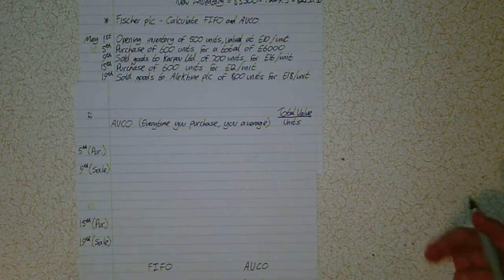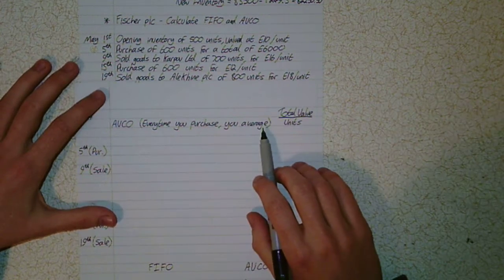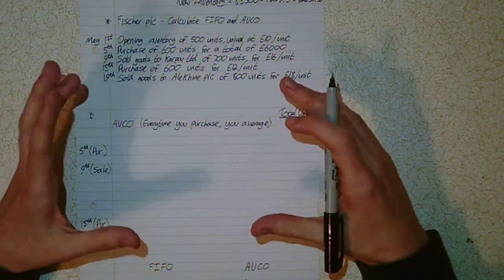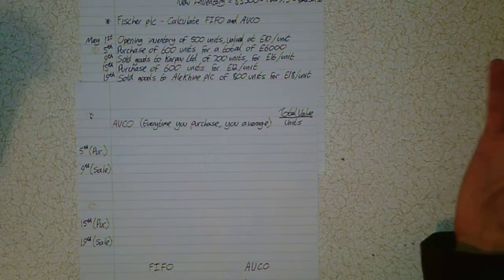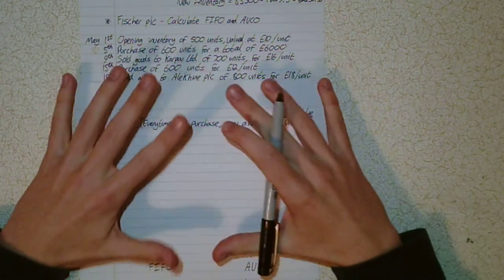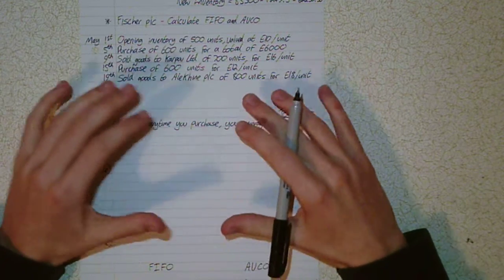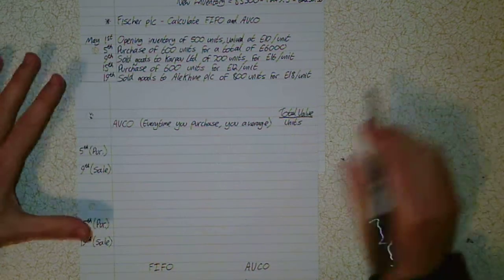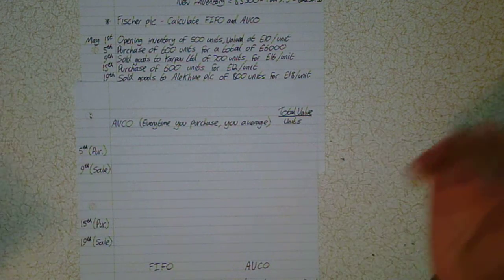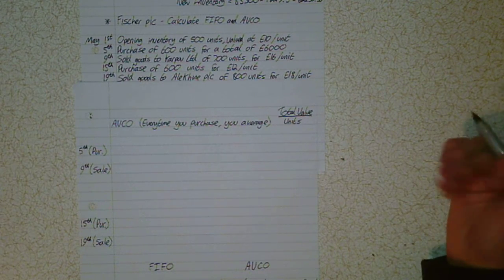So essentially, what is AVCO? Every time you purchase, you're going to make an average. So we're going to bring in goods, and it doesn't matter what purchase price they are, because we're going to average it, so all the goods have the exact same purchase price in our accounts. How do we work out that average? It's just the total value over the amount of units. It's quite simple, isn't it, in a sense?